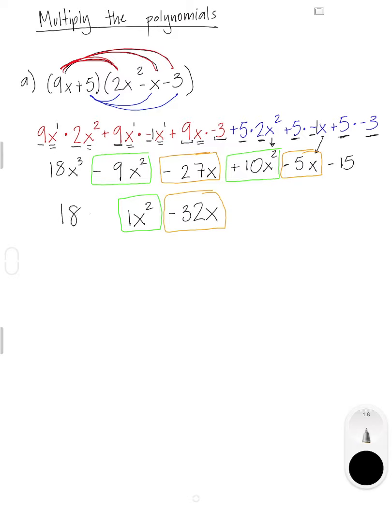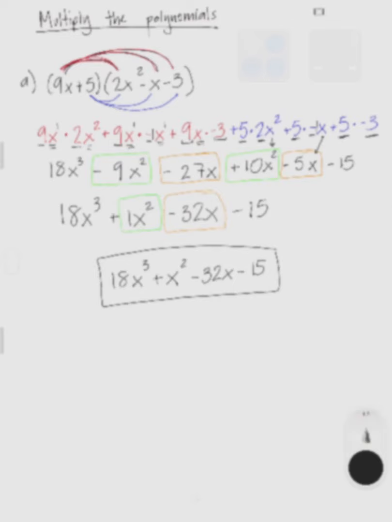And then we have the 18x cubed. Now this was a positive 1, right? And then minus 15. So once I write everything together it's 18x cubed plus x squared minus 32x minus 15. And that will be our product of this binomial with this trinomial. Okay? So again, we apply the distributive property. You need to multiply every single term on the first polynomial by every single term on the second polynomial.